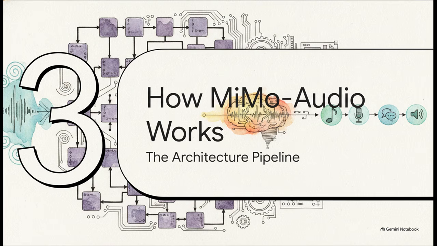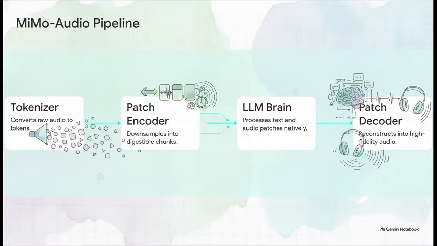Let's go to section 3, how MiMo-Audio works. Looking at the pipeline. The architecture pipeline really boils down to four main steps. First up, the MiMo-Audio tokenizer takes the raw audio and turns it into high-fidelity tokens. This makes sure it captures both the meaning of the words and the acoustics.